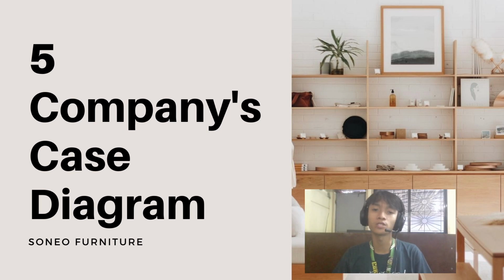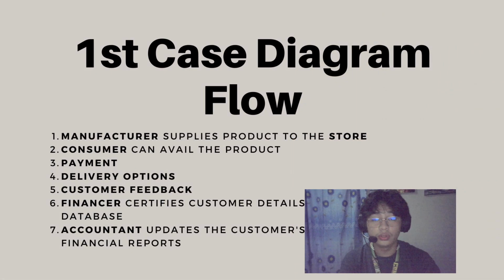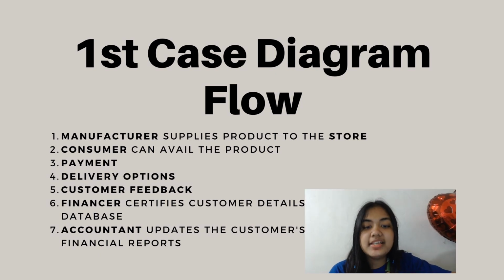We have two use case diagrams. One is for Sunea Furniture's customer case diagram and the other is Sunea Furniture's job applicant or employee case diagram. Let's first explain the customer case diagram. Sunea Furniture manufacturers will supply the products to the physical or the online store. And then when a customer or consumer avails or purchases a product, certain use cases are associated, such as purchasing a furniture case, payment transaction case, delivery options case, and customer feedback.